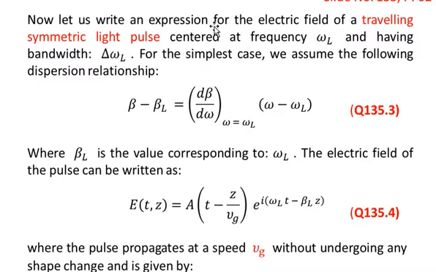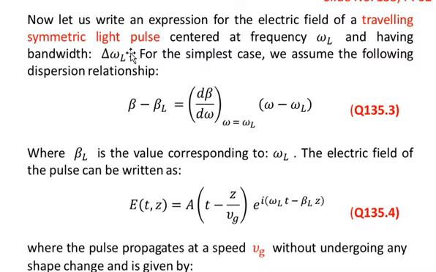Now let's write an expression for the electric field of a traveling symmetric light pulse. The light pulse is symmetric and it is traveling, and we want to write down the electric field for that one centered at the frequency omega L.